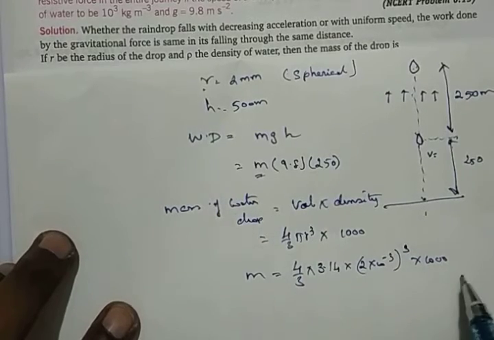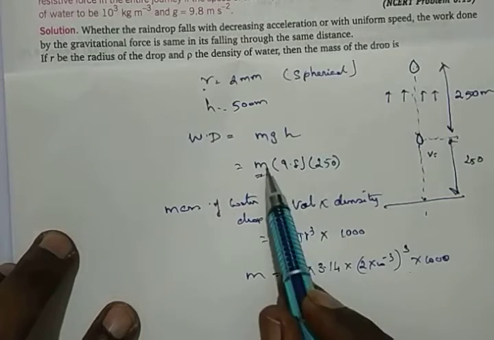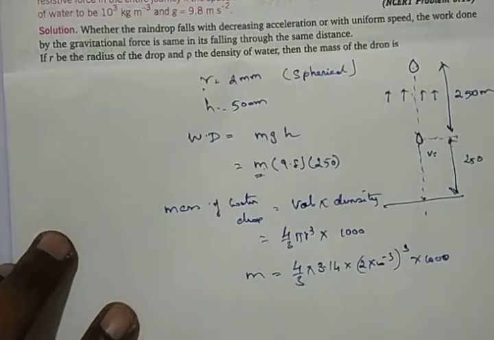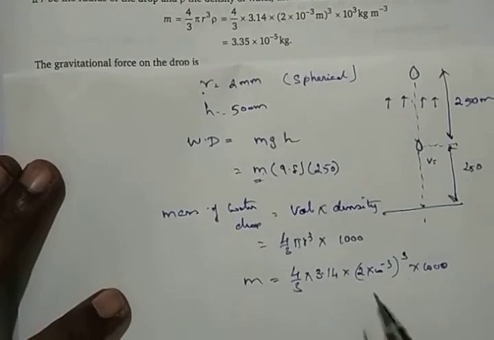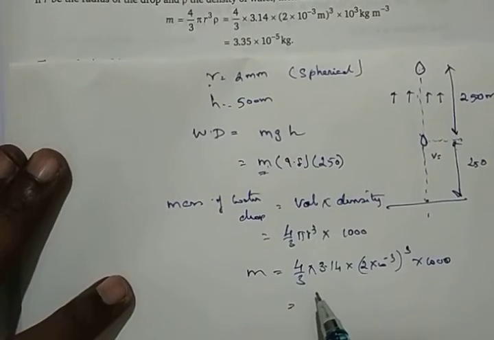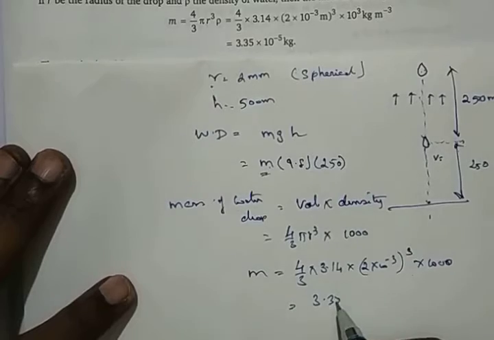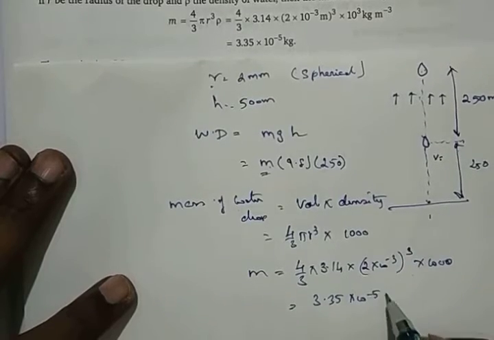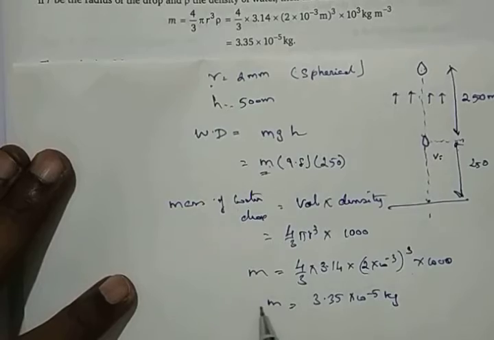Now you need to apply the entire thing over here and then you will get the work done. Right? So this will become 3.35 into 10 to the power of minus 5 kilograms. Only one drop. So put this value over here.